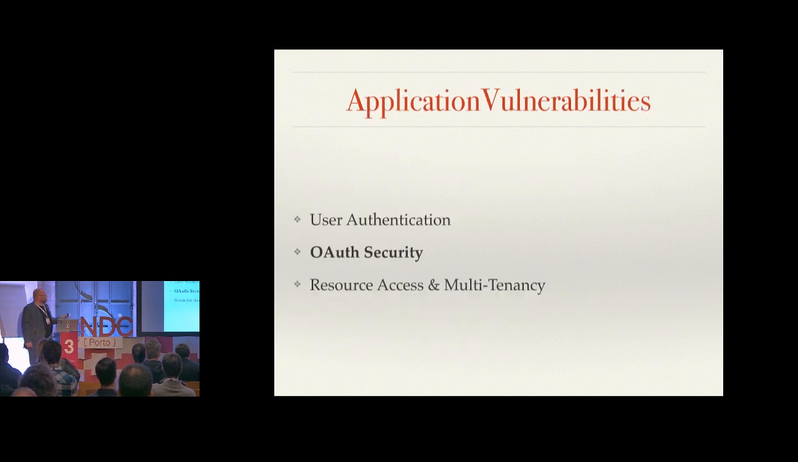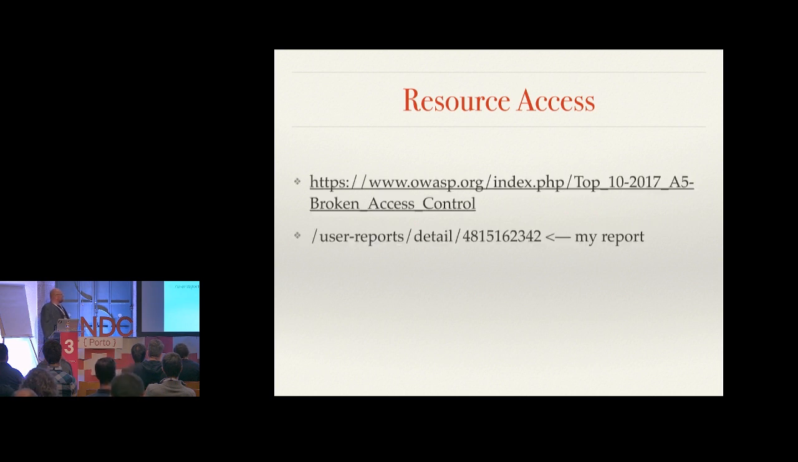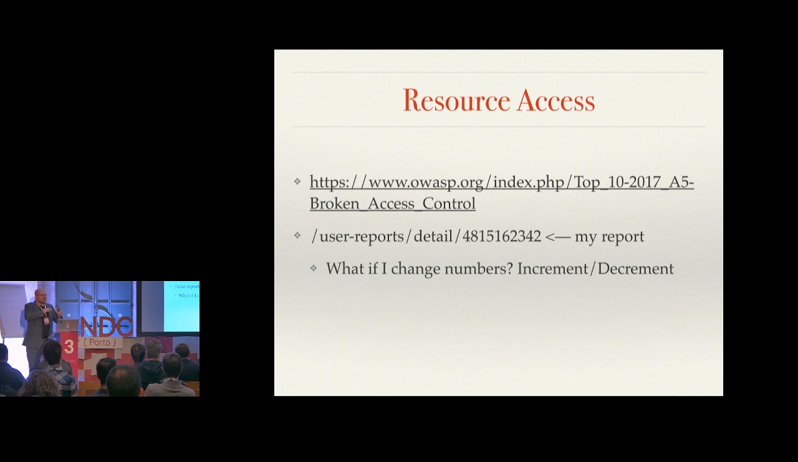All right, so now, resource access and multi-tenancy. So imagine, this is documented here. You have a URI on your application that shows a user's report, right? What happens if I change the numbers and I mess with the URI, right? So I come across so many applications where we hide admin functionality, where we hide things. And all it takes is for somebody guessing the right URL to get access to things that they should not have access to, right? So it's a big problem out there.